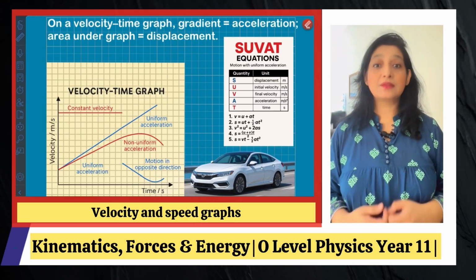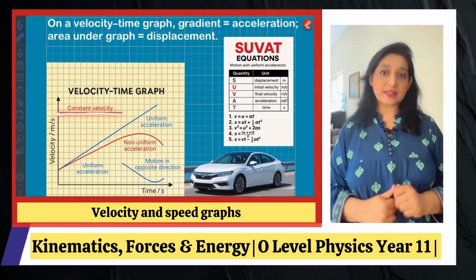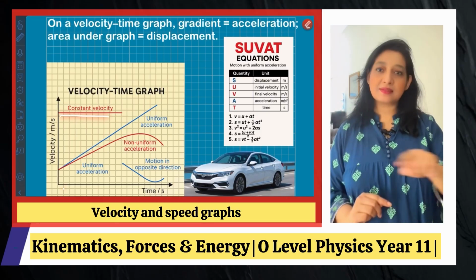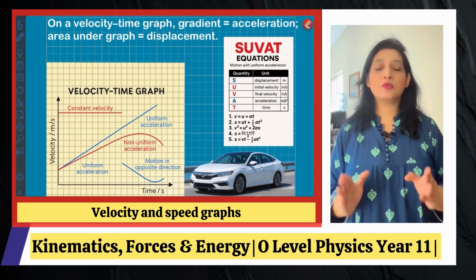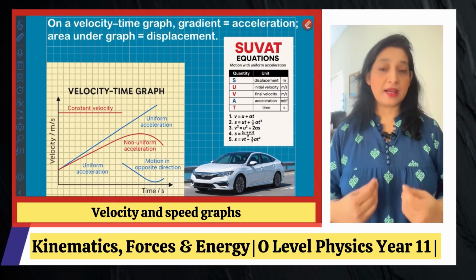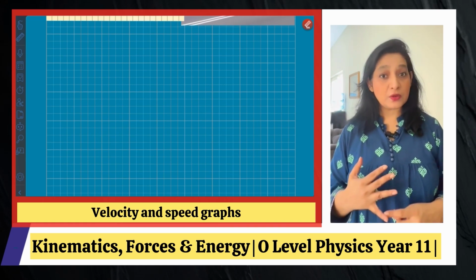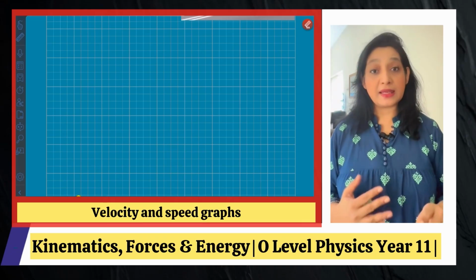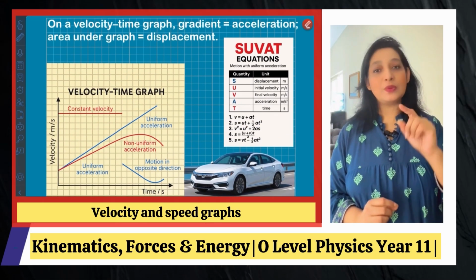In velocity-time graphs, we have 5 cases. Case 1, with a constant velocity. Look at the screen: a horizontal line parallel to the time axis, no change in velocity, so acceleration is equal to 0. For example, a car moving steadily at 10 meters per second, the gradient is equal to 0, acceleration is also equal to 0. Area under the line is equal to velocity times time, that is equal to displacement.